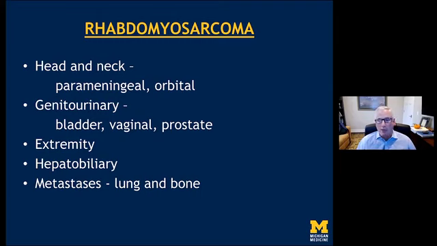So you think about rhabdomyosarcoma if you see a bladder mass, or if you think there's a mass arising from the prostate, or in the case of the vagina, you can have something called sarcoma botryoides, that cluster of grape appearance to the mass that is visible on exam. Rhabdomyosarcoma can also occur in the biliary tree, and its classic metastatic pattern is to the lungs and to the bone.